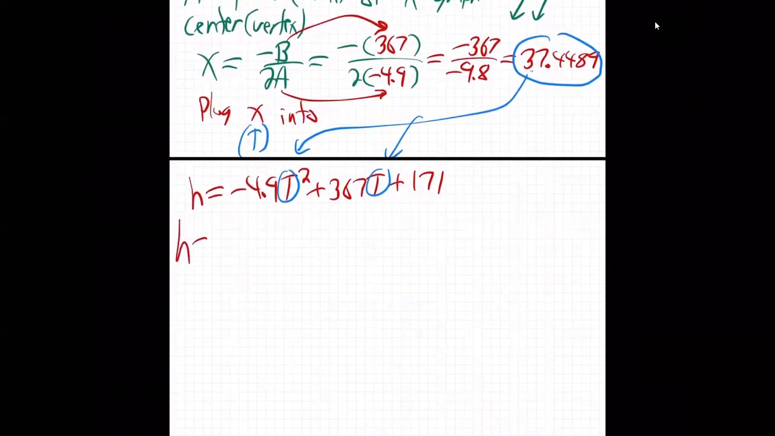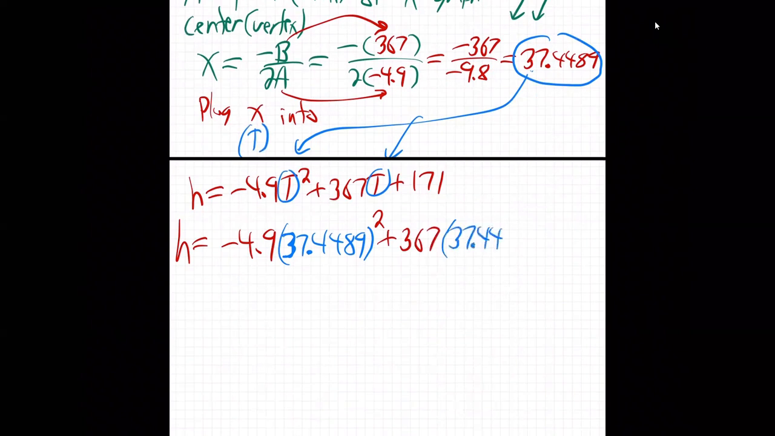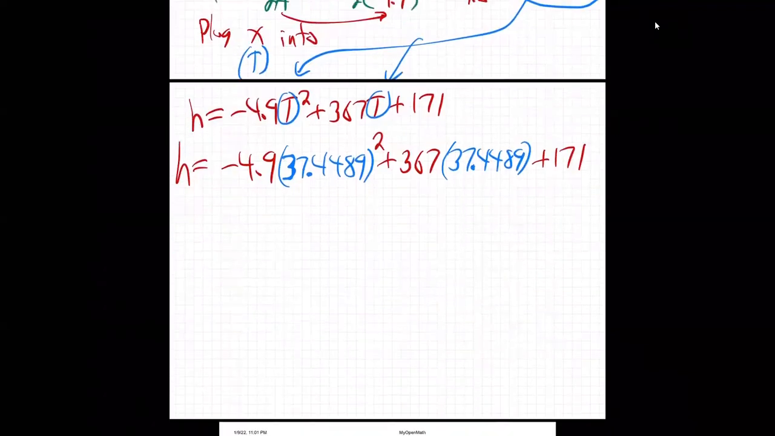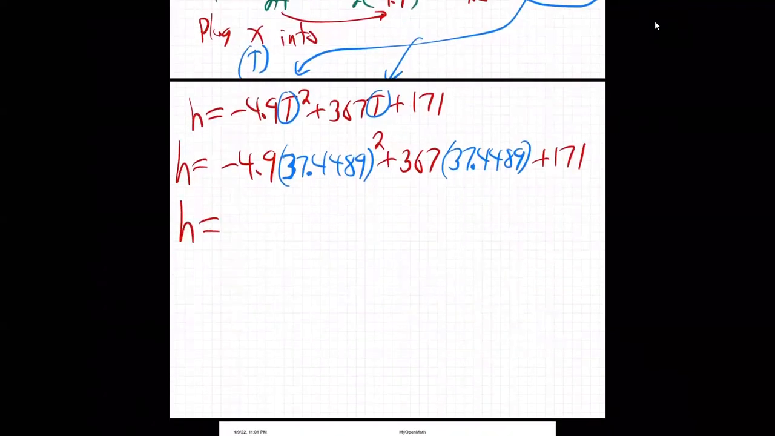So then the height will equal minus 4.9 times 37.4489 squared plus 367 times, again, 37.4489 plus 171. So I'm plugging in the time and then hit the buttons on your calculator. So this isn't easy. It's a lot of calculation.